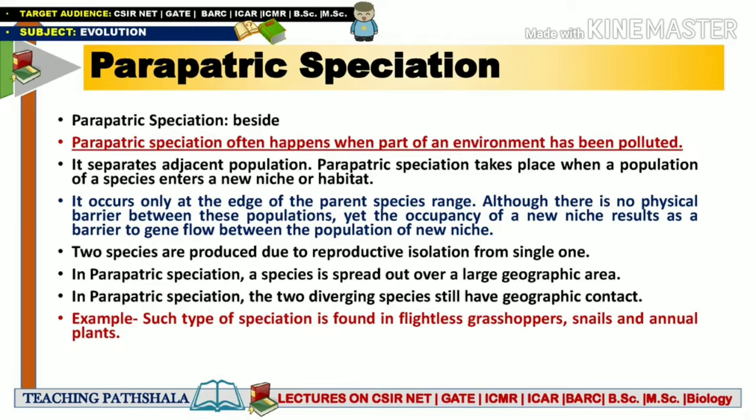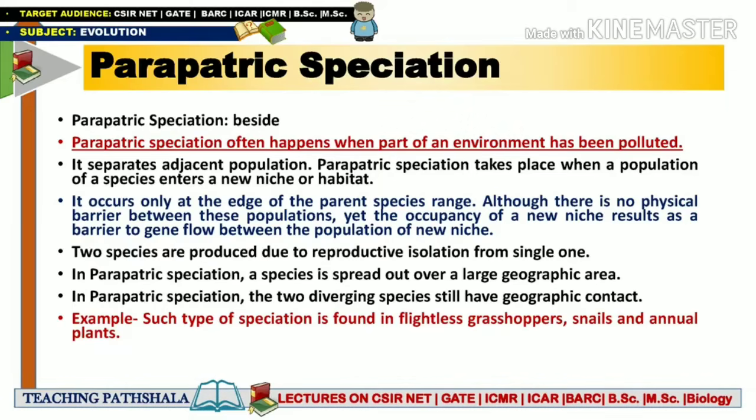So let's see what has been written here, and then we are going to have a discussion depending upon those facts. The first line says that parapatric speciation mainly deals with a beside population. That means the new population will be beside the original population. Parapatric speciation often happens when a part of an environment has been polluted. So one factor mentioned here is pollution, but it's not the only factor responsible for parapatric speciation. There may be different factors, and pollution is one of them. That is an adverse environmental condition.